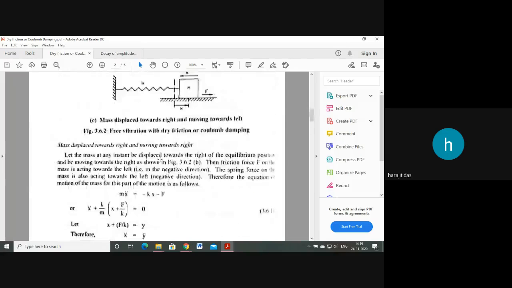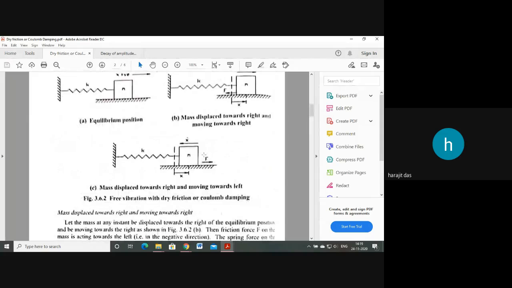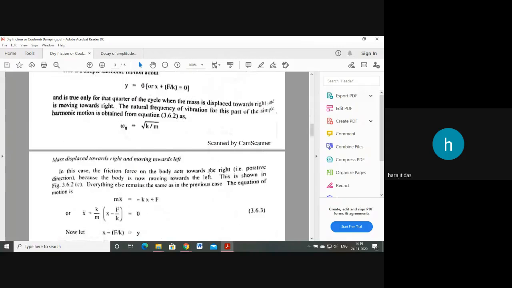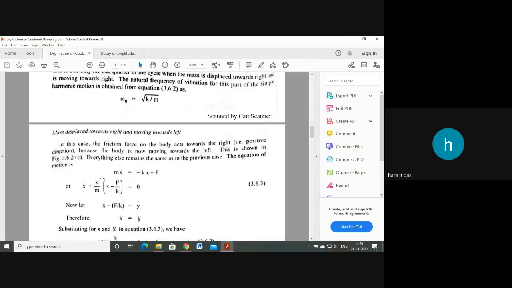Why? Because this is to the right hand side. This f is now having a positive value, so minus kx plus f. If you rearrange, what you will get is x double dot plus k by m times x minus f by k equals 0. Again we will take this bracketed term as y. Earlier it was x plus f by k and we took it as y. Now we take x minus f by k equals y.